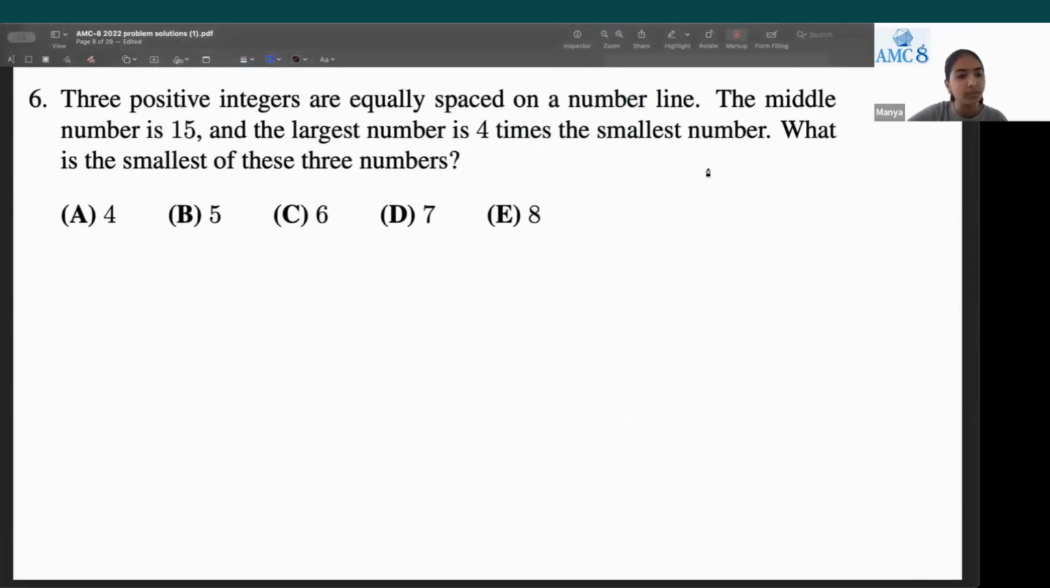Problem number 6. 3 positive integers are equally spaced on a number line. The middle number is 15 and the largest number is 4 times the smaller number. What is the smallest of these 3 numbers?